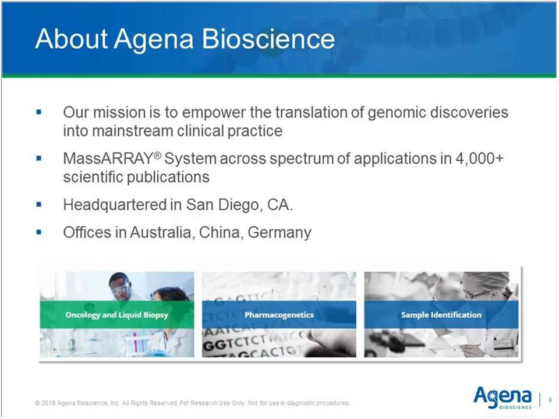So more than 4,000 scientific publications prove the feasibility of the MassARRAY system. Agena Bioscience is headquartered in San Diego, California, and we have offices in Australia, China, and Germany. Our main focus applications today are oncology and liquid biopsy, but also pharmacogenetics and sample identification. Today, I'm speaking to you from Hamburg, Germany, as you may hear from my accent.